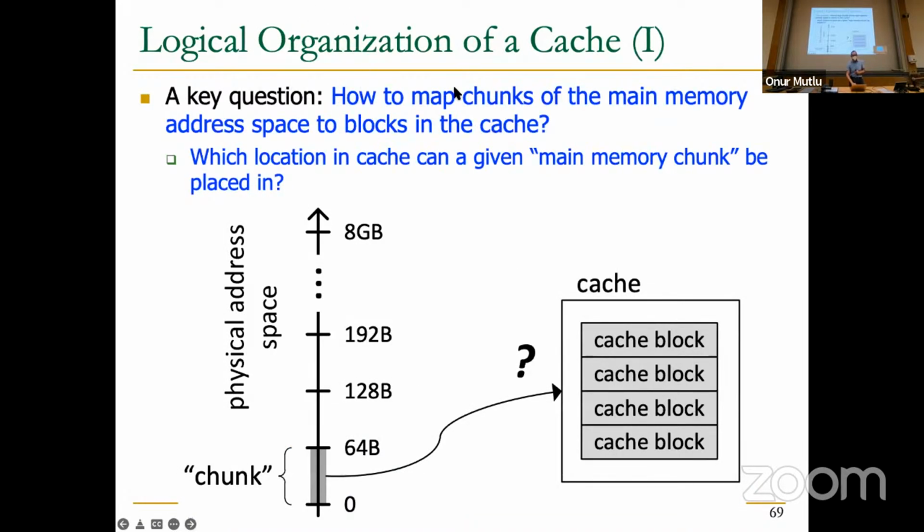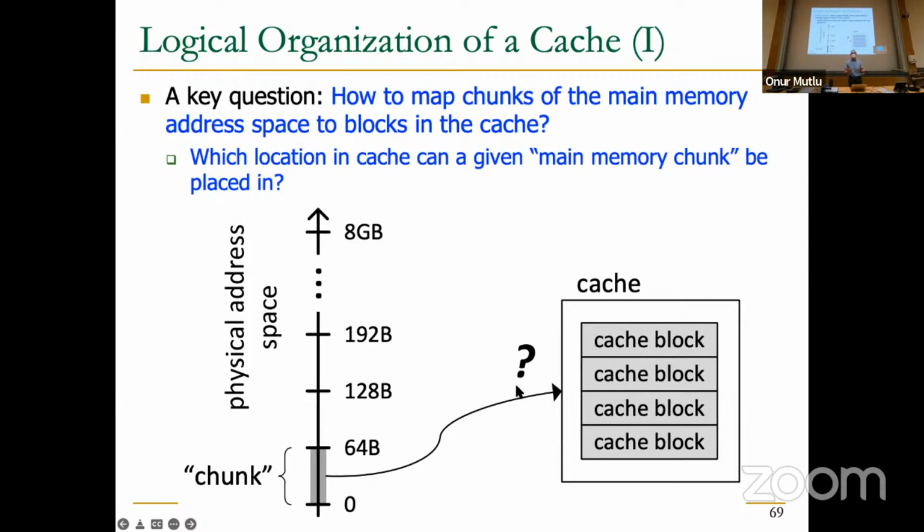The key question is, how do you map chunks of the main memory address space to blocks in the cache? If you think about main memory address space in terms of chunks, this is an example with 8 GB address space. You divide it into chunks of 64 bytes. These are essentially cache block size chunks. And the question is, where in the physical cache space can this chunk go, essentially map to? Or which location in cache can a given main memory chunk be placed in? And there's a question mark over here.